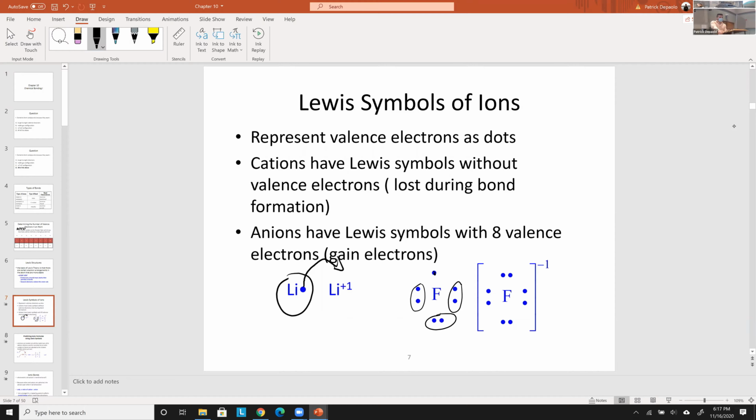But once this fluorine gains the electron that it so desperately wants, it will have 8. And it will look like this: fluorine with 8, and then the whole thing is in brackets with a -1 charge. So this idea is very powerful when it comes time to understanding why things bond.